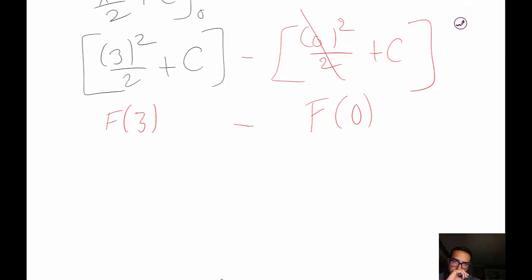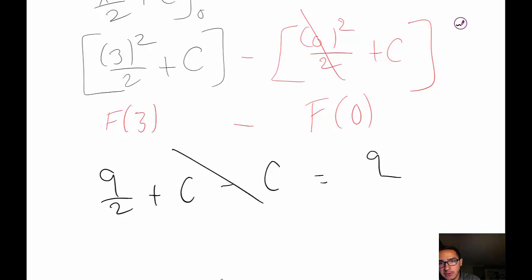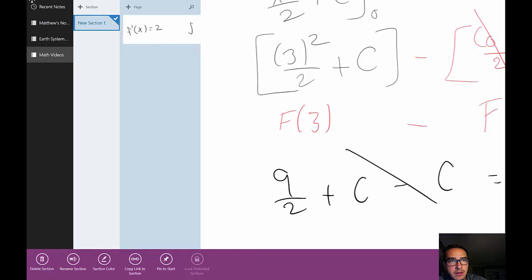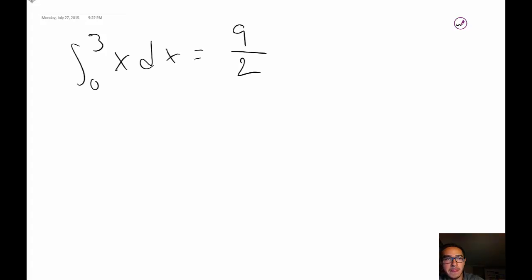and we know that 3 squared is 9 over 2 plus c, and we're subtracting that from c. The c's cancel, and you're left with 9 over 2 as your answer. So the integral from 0 to 3 of x dx is equal to 9 over 2.